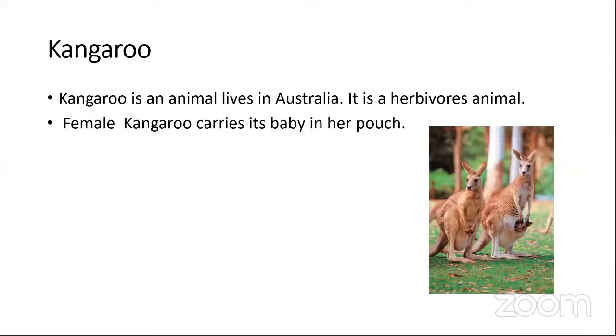What can you see in this picture? I know you know the animal. Everybody likes this animal. But we don't have this animal in Sri Lanka. Shall we read the paragraph? Kangaroo. Kangaroo is an animal, lives in Australia. It is a herbivorous animal. Female kangaroo carries its baby in her pouch.